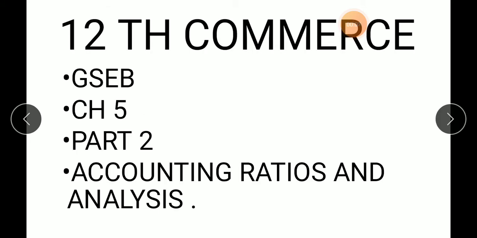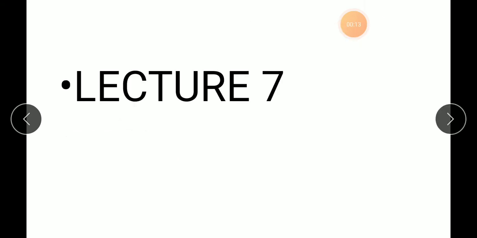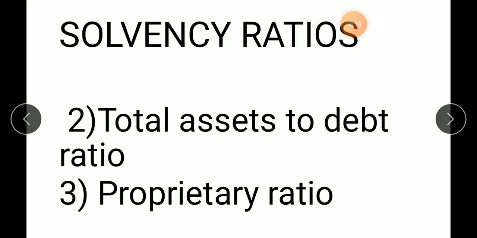We are going to continue with chapter 5 from part 2, accounting ratios and analysis. The seventh lecture for chapter 5, and let us see what we are going to do in today's lecture. Obviously, we are dealing with the same topic started in the previous lecture, solvency ratios. And from that, the second and third ratio we are going to understand today.